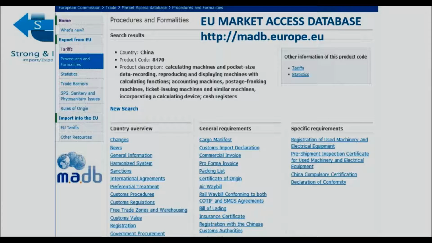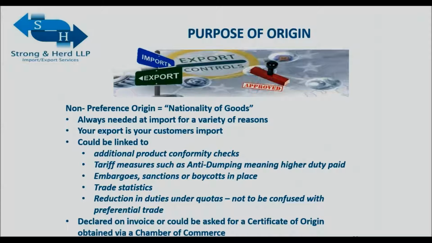Okay. If we move on to origin, this is something that is mandatory. You do have to declare the origin of goods. Now, the official word for this is non-preference origin. Origin to identify the nationality of the goods. I do prefer to call it nationality, where the goods were made, where the last significant economically justified process took place, to use the actual legal jargon. Nationality of goods, non-preference origin, is used for a variety of reasons. Generally at import, but again, let's come back to the fact that your export is your customer's import, so you do need to make sure that you're declaring correct origins.